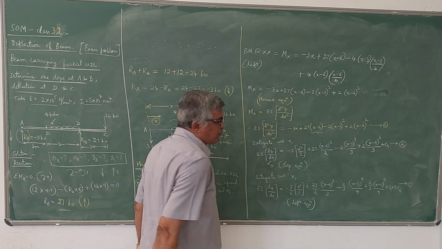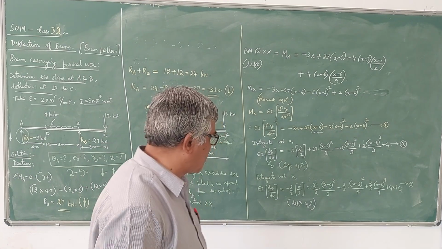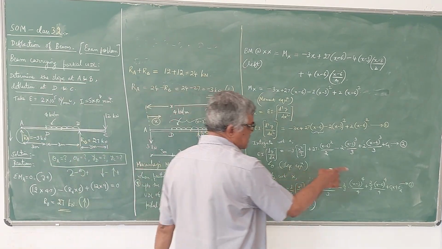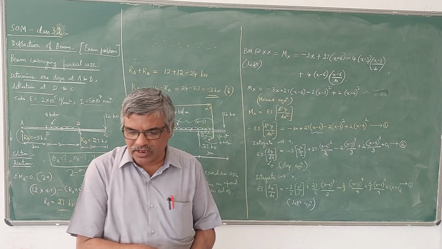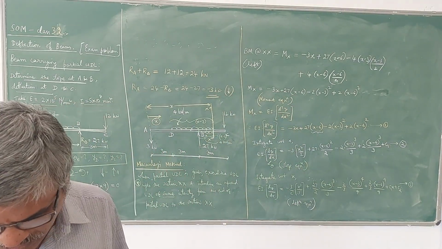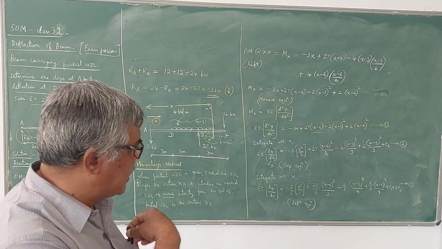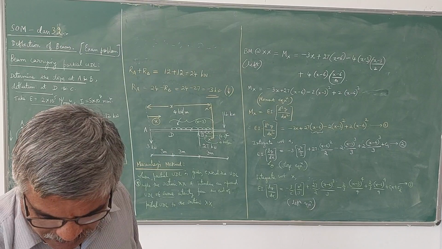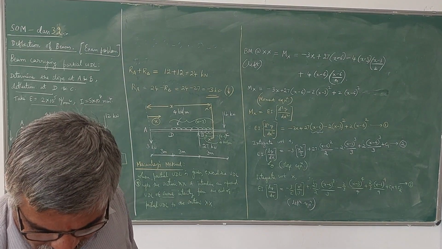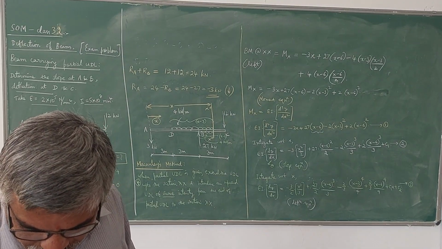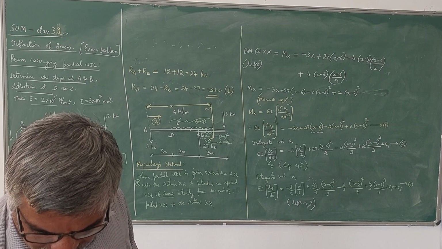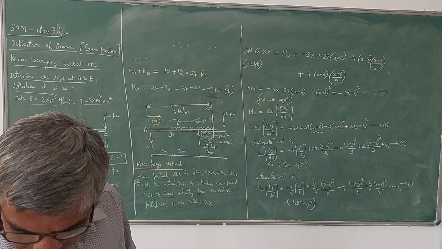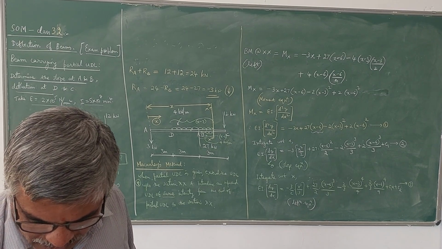These things I have already explained in the earlier problems. Now we have to evaluate these two constants c1 and c2 using the boundary conditions. What boundary conditions can be used here? In the case of a simply supported beam, we know that the deflection is 0 at the simple supports. So that is what we have here.